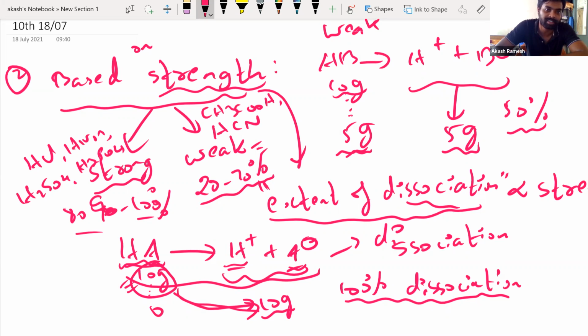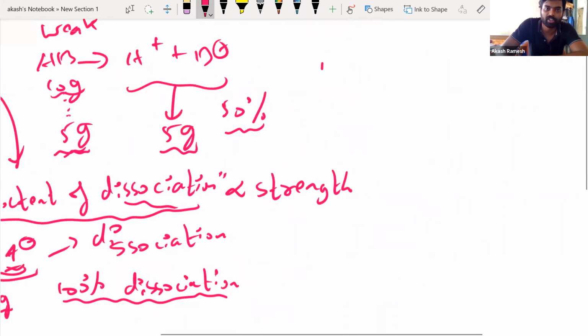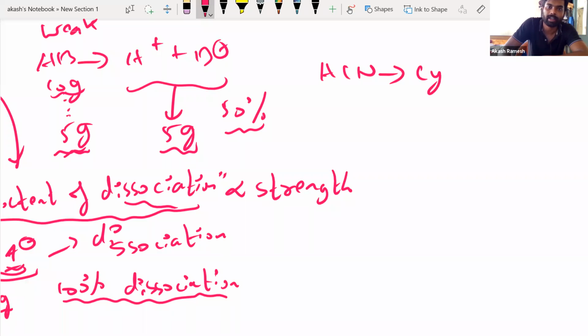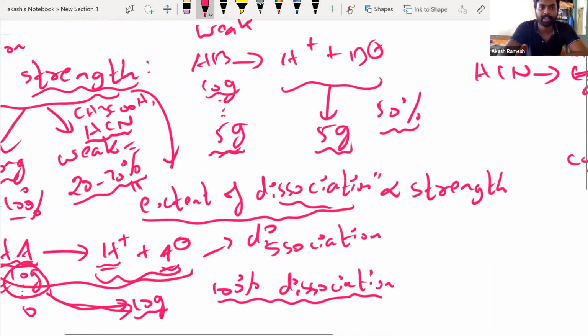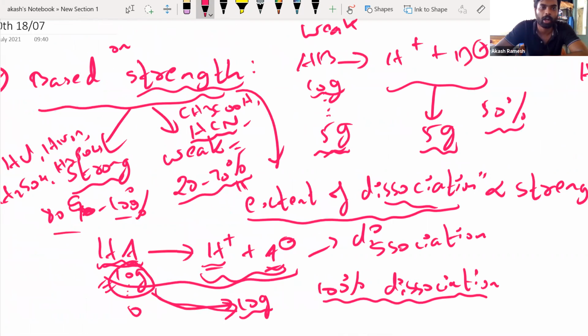I have HCN. HCN is cyanic acid. I'll make some space. HCN I can call hydrogen cyanide, or it's called cyanic acid. This is also a very weak acid. So two examples you can remember, that's enough. CH3COOH and HCN, all these are weak acids because they are going to have dissociation in this range, that is 20 to 70%.